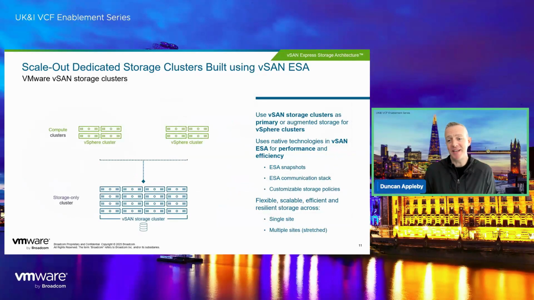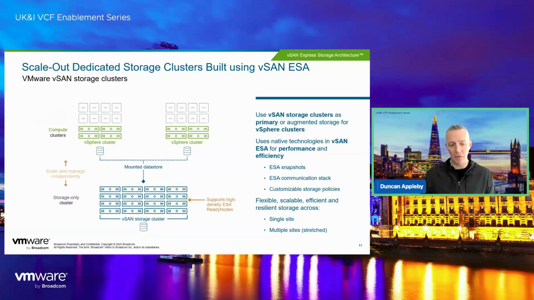So we now know that a vSAN storage cluster is purely for providing shared storage. But that shared storage has all the capabilities of vSAN itself. So if you know vSAN ESA, Express Storage Architecture, today, you'll know that we have a really powerful and fast snapshot engine, and that can be used inside our storage cluster. And if we're adding vSAN data protection, we can have up to 200 snapshots per virtual machine and immutable snapshots as well. It retains the ESA communication stack.